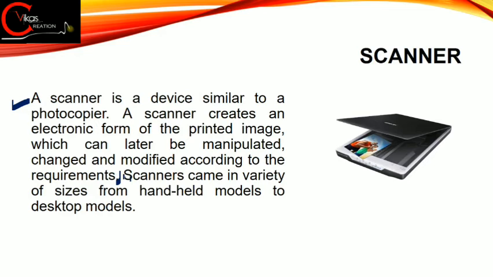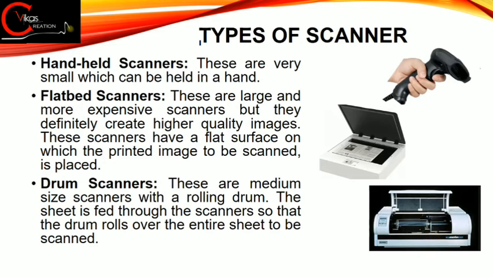Fine. So scanners come in a variety of sizes from handheld models to desktop models. So we have to discuss all these models one by one. Types of scanners. Generally we have three types of scanners. Our first scanner is handheld scanner. Fine. This handheld scanner is generally a handy scanner that we can easily hold in our hand. Fine. So here is an example of our handheld scanner.